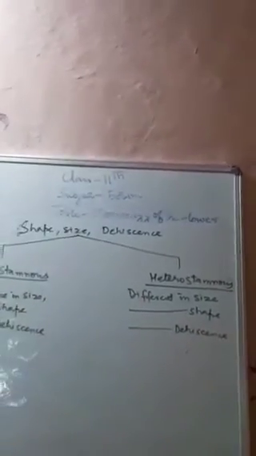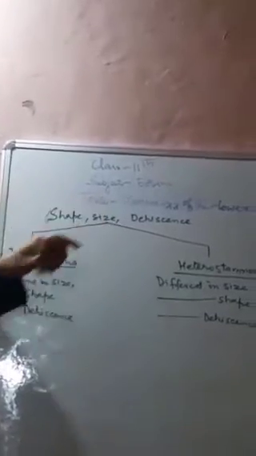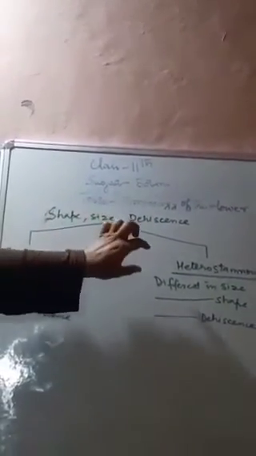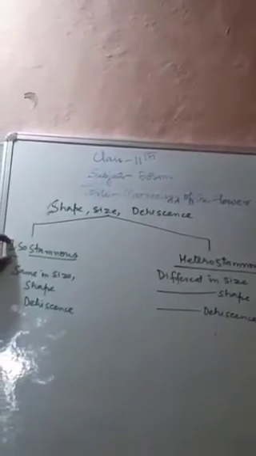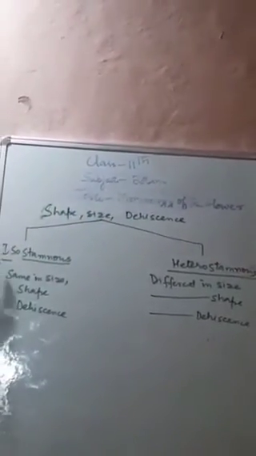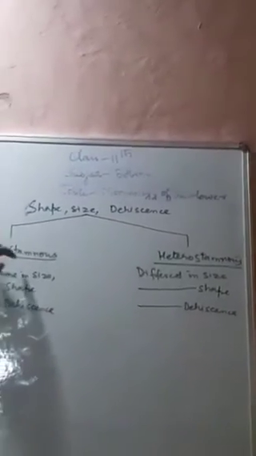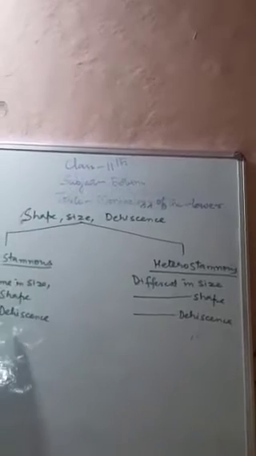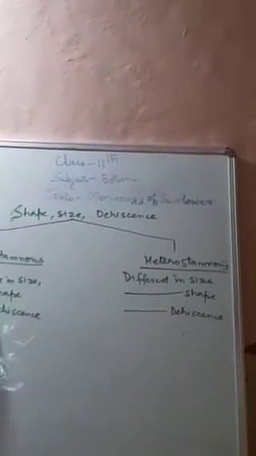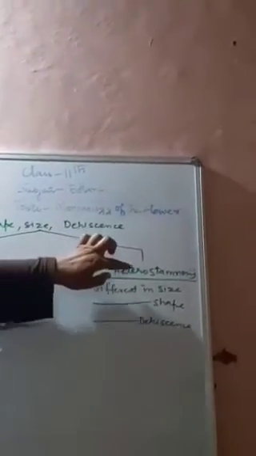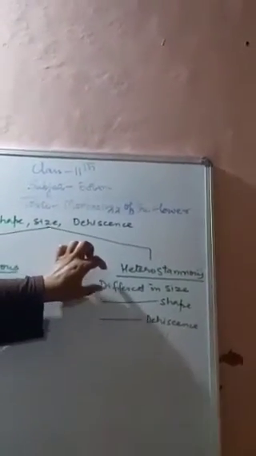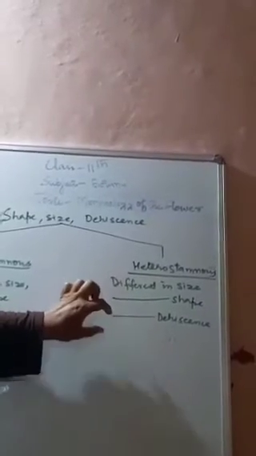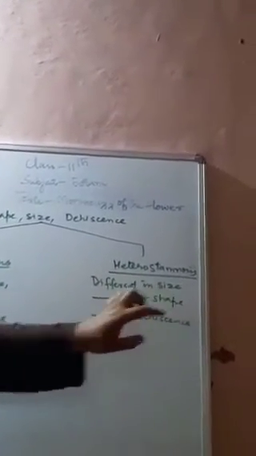So on the basis of the shape, on the basis of the size, on the basis of the dehiscence, we have got two types of stamens. One is isostemnous and heterostemnous. Iso means same. Stemness means the stamens. So the stamens are same in size, same in shape, and they have got the same way of dehiscence. Hetero means different. Stamens are different in size, different in shape, and they have got a different way of dehiscence.